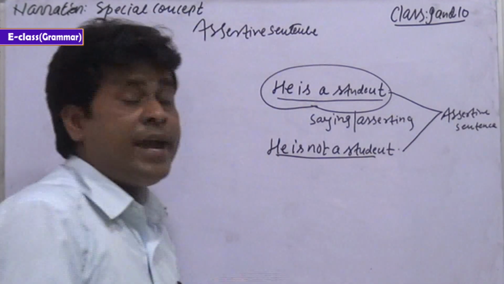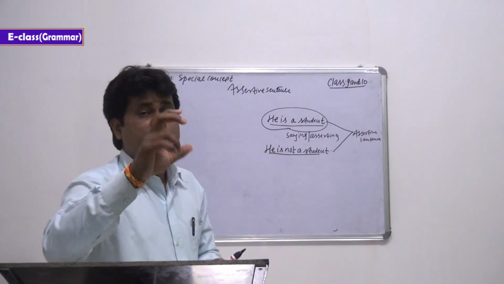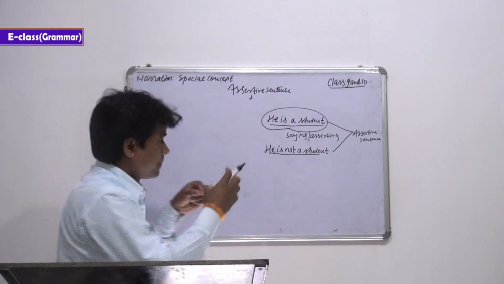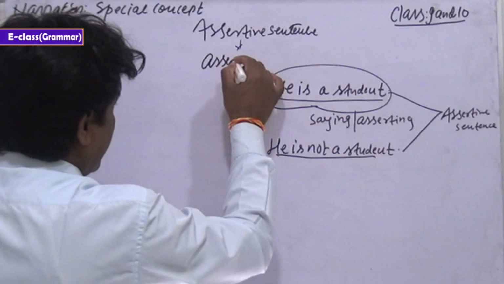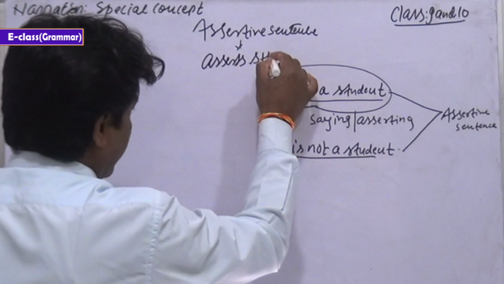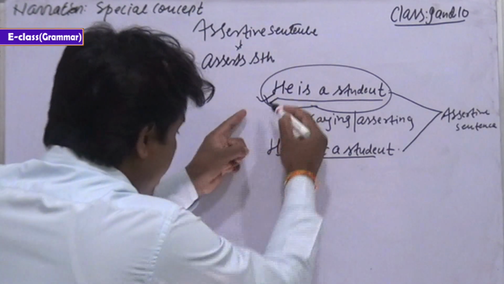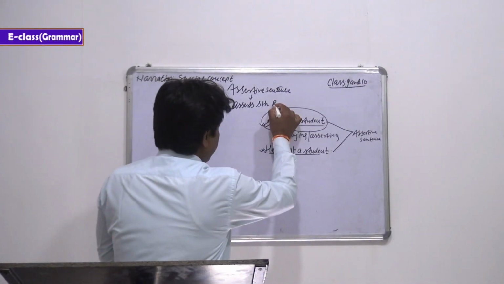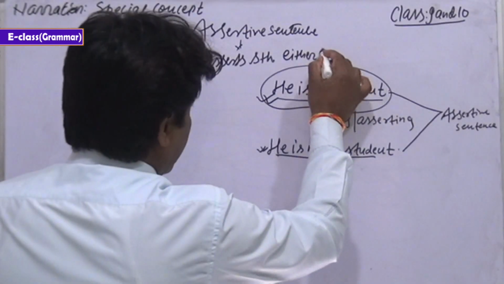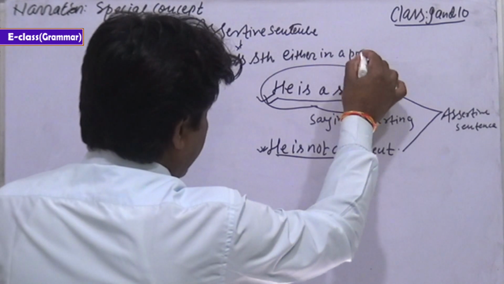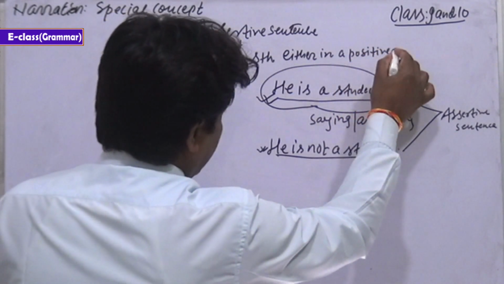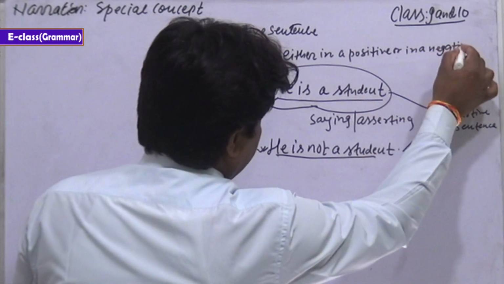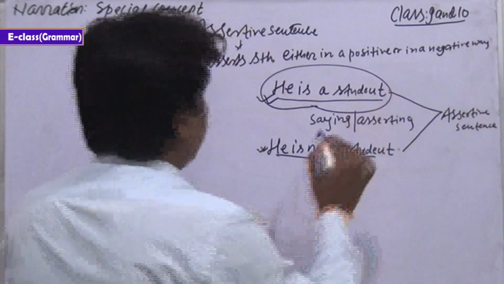Why? Because it says something. I mean, the sentence which asserts something either in a positive way or in a negative way is called an assertive sentence.